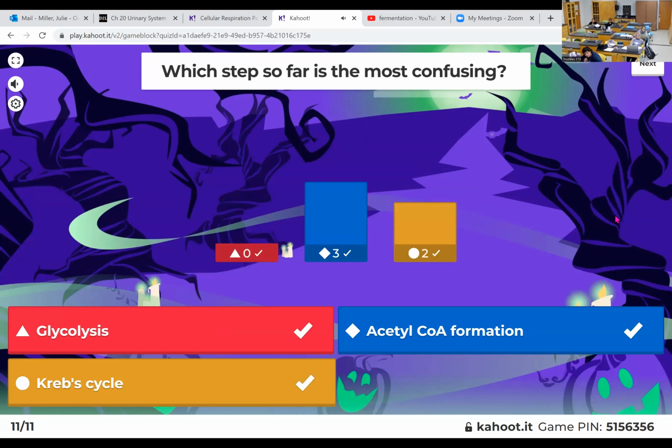This was more of a, I wonder which one they feel like is the most confusing. So good. I didn't include the electron transport chain. We'll include that in another Kahoot on Monday, but good to know.